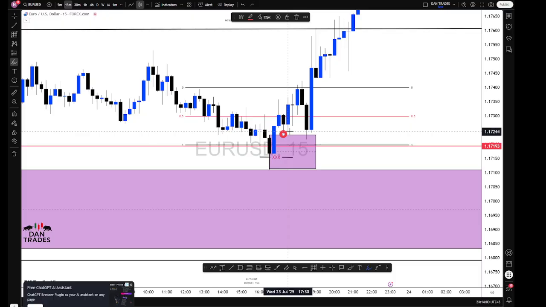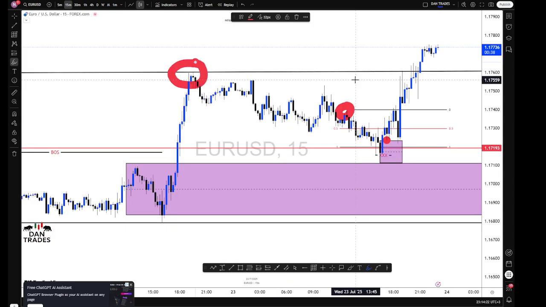So you could have targeted where? You can see the entries around here. So you could have targeted this high to be your first take profit, and the previous daily high, this is the Tuesday high, to be your full take profit. It depends on where you want to target, right? According to your risk reward ratio.